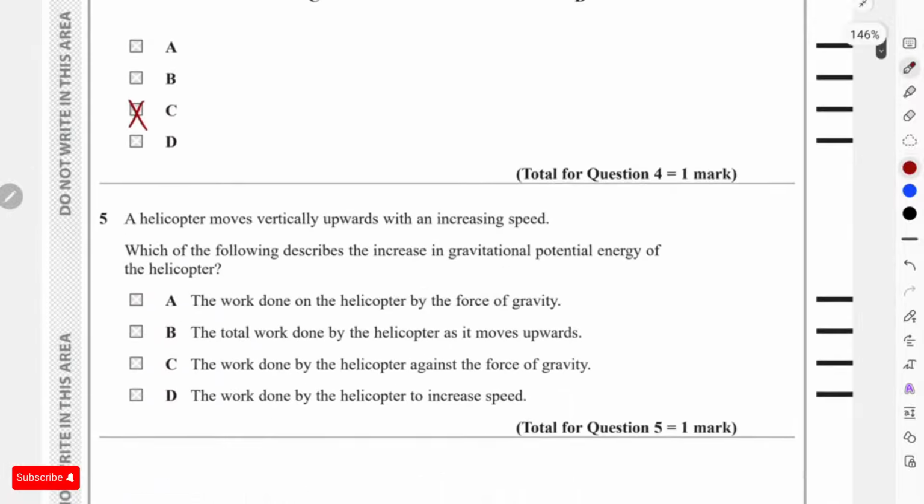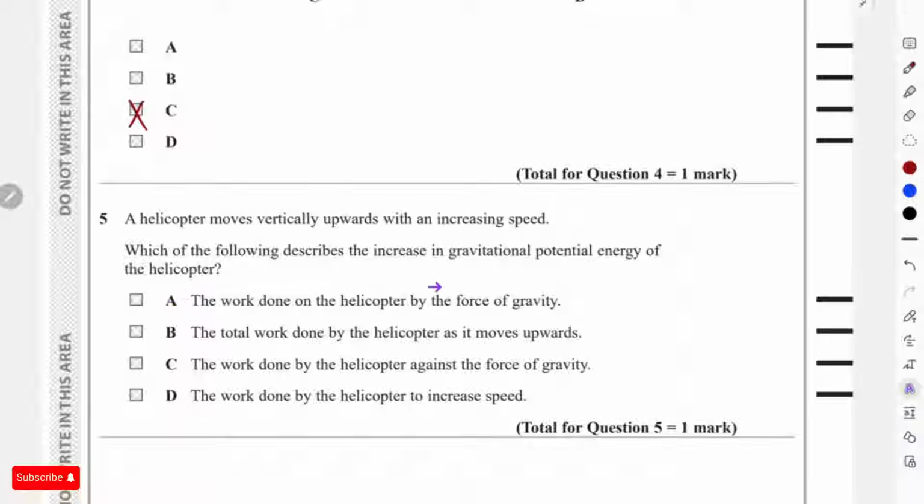Moving on to question 4. A helicopter moves vertically upward with an increasing speed. Which of the following describes the increase in gravitational potential energy of the helicopter? Sorry, the helicopter moves vertically upward with an increasing speed, right? Now, since speed is connected with kinetic energy, and they want you to find out, not exactly. Let's just read the statements over here.